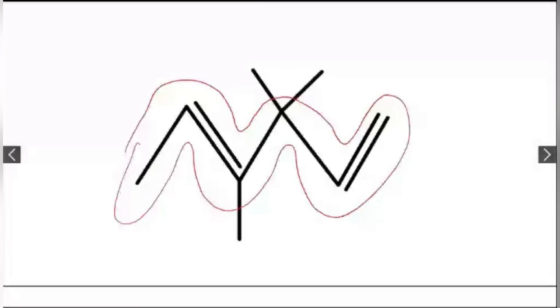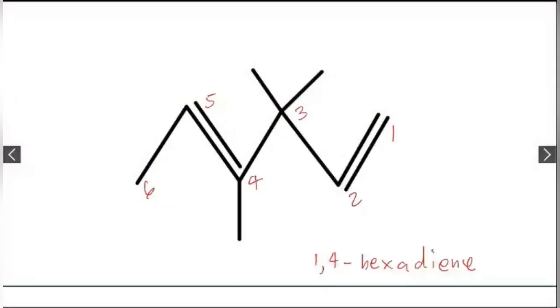Our longest chain has two double bonds, so we'll be using the prefix di, which will indicate two double bonds. So the name of our longest chain is hexadiene. Hexa, 6 carbons, di, two double bonds, and ene for an alkene. The locations of those double bonds are carbon 1 and carbon 4. These are the locations of the double bonds.